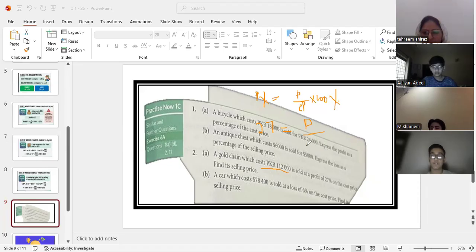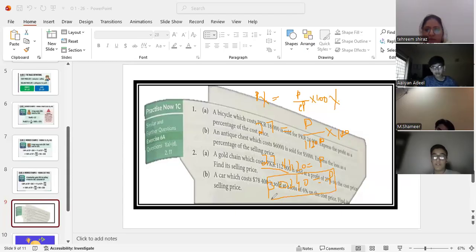Cost price is 1,12,000. Is this clear? Times 100. Now the calculations are very simple. Two zeros are cut down with this 100. What is left? 27 multiply 1120, that is equal to our profit. And this profit will be equal to 30,240.